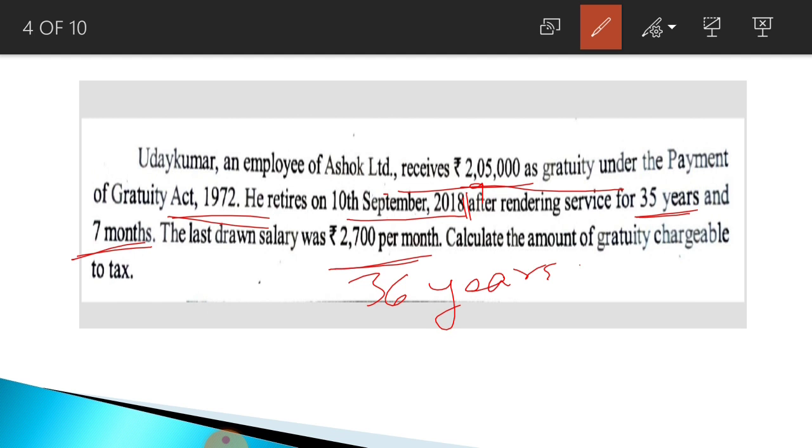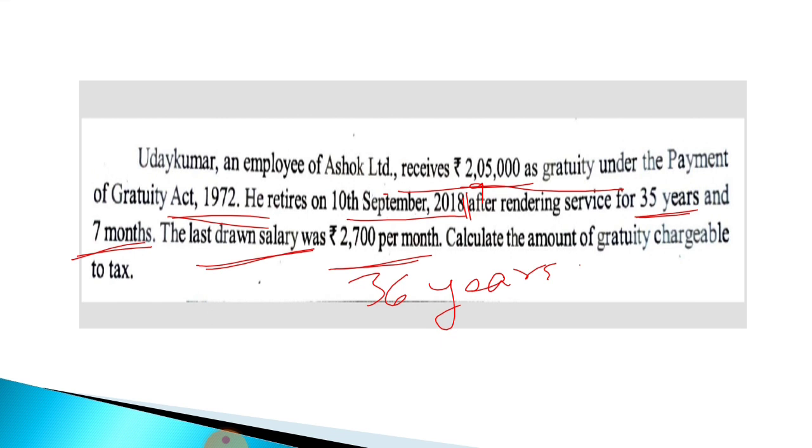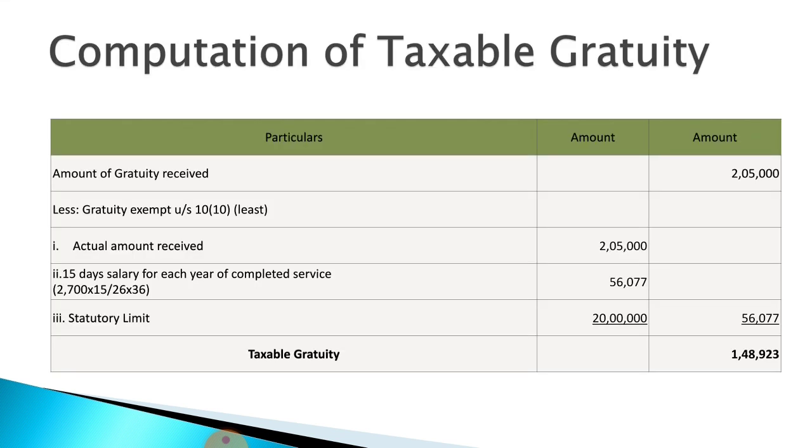Here, whether he is covered under the Gratuity Act or not is not mentioned. In this type of problem, you can consider he is covered under the Payment of Gratuity Act because his last drawn salary is given. If 10 months average salary is given in the problem, that means you have to consider he is not covered under the Payment of Gratuity Act. Remember that point. Let us compute the taxable gratuity amount.